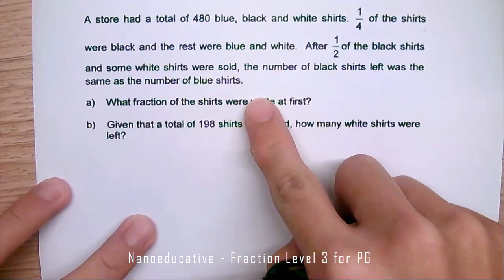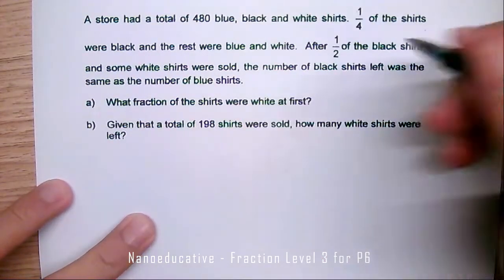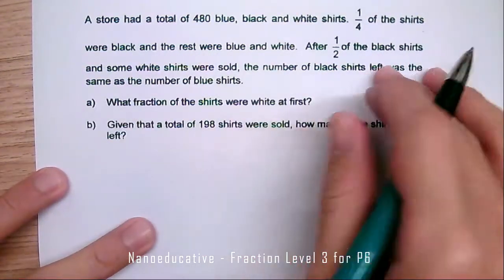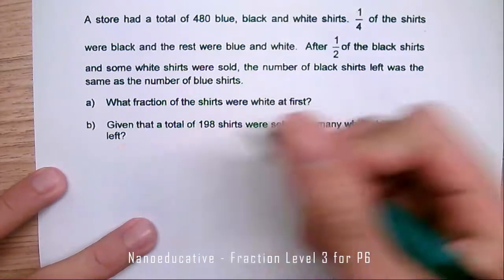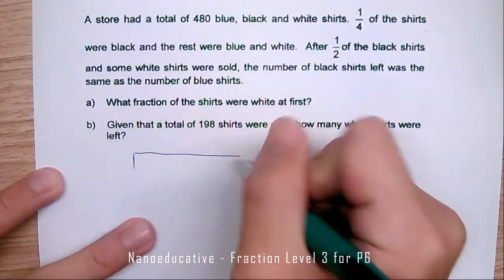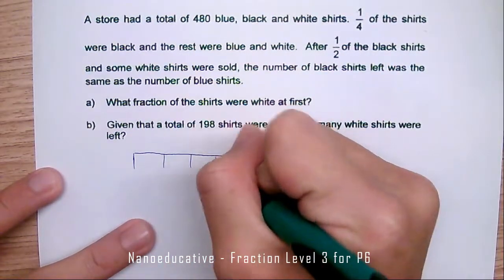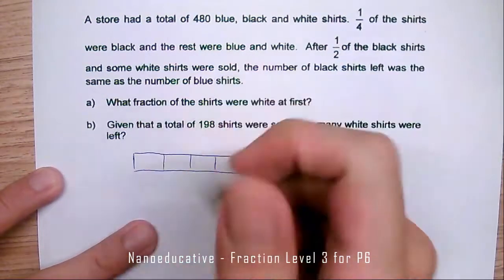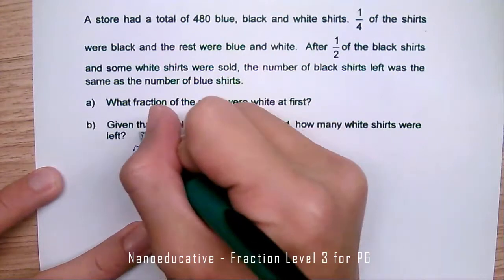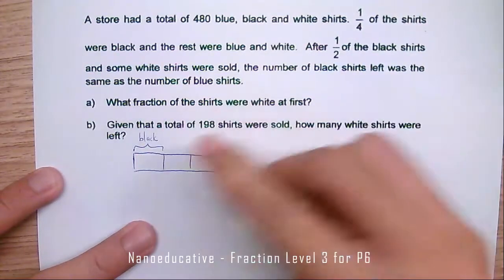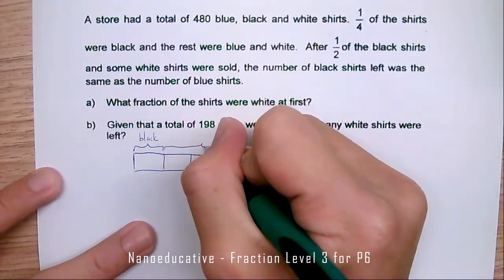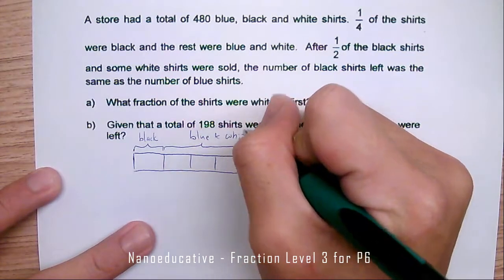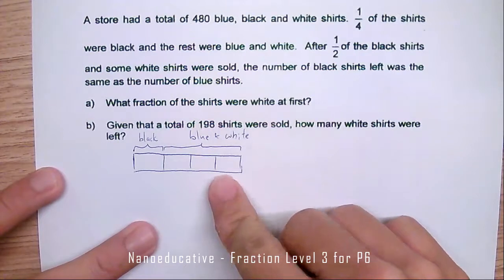Okay, it's a little bit complicated, but don't worry, as per normal, we're just going to draw the model and see how it goes. The first model we're going to draw is a rough one, so it doesn't matter. Okay, let's see, 1/4, right? So I'm going to split it into 4 portions. And then these are the black ones. The rest are what? Blue and white. This should be quite simple.